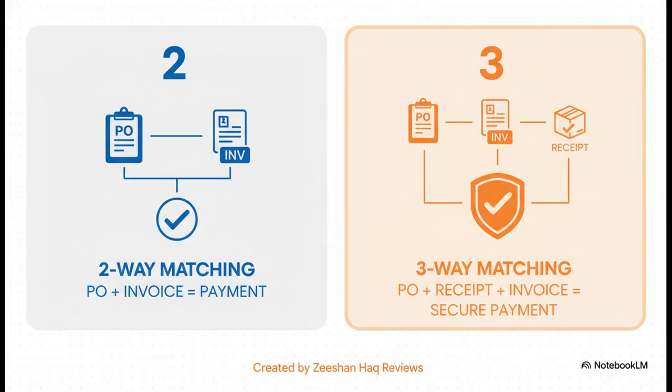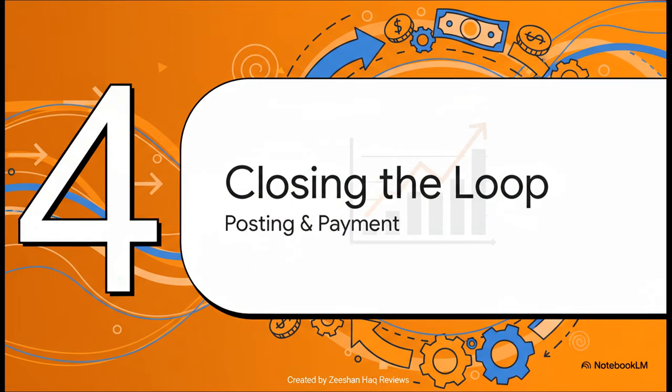So let's break this down because it's really important. You've got two-way matching, which just compares the purchase order to the invoice. It's basically asking, did we get billed for what we said we were going to buy? But three-way matching, oh, that's the gold standard, especially for physical stuff. It adds the product receipt into the mix. So now the question becomes, did we get billed for what we actually physically received? It's a huge difference and prevents you from paying for stuff that never showed up. So, with the three-way match complete, our heroic PO has defeated the final boss. Now it's finally ready to complete its journey and close that financial loop once and for all.